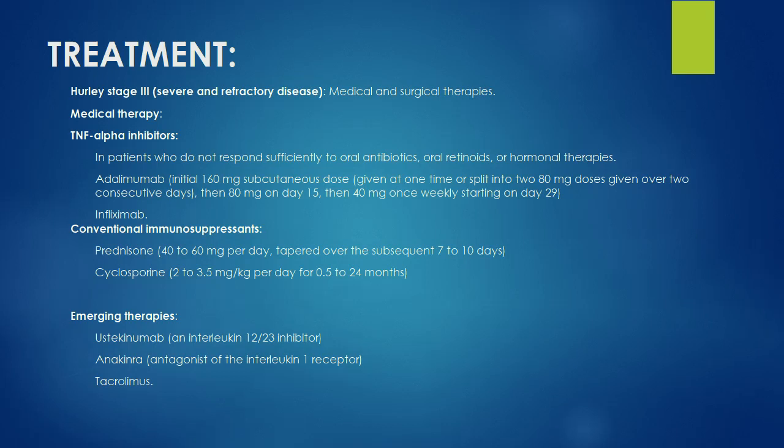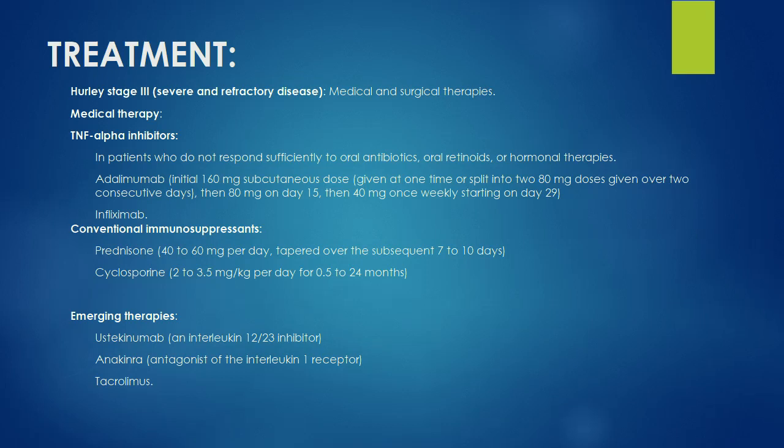Conventional immunosuppressants, occasionally, systemic glucocorticoids, prednisone 40 to 60 mg per day, tapered over the subsequent 7 to 10 days, or cyclosporin, 2 to 3.5 mg/kg per day for 0.5 to 24 months, are prescribed for HS. However, evidence on the efficacy of these treatments for HS is limited. In addition, because these drugs may induce severe adverse effects, they are rarely utilized for long-term therapy.